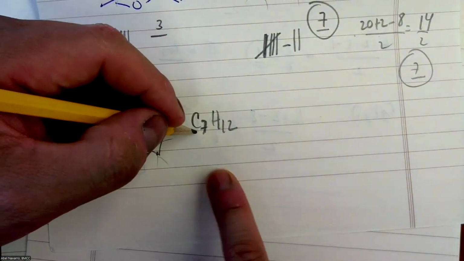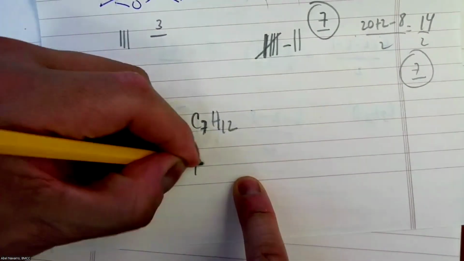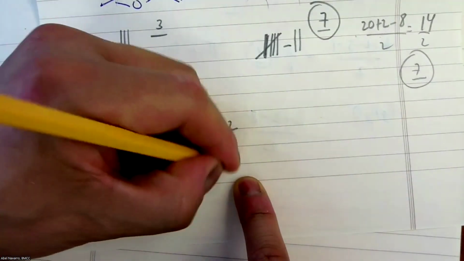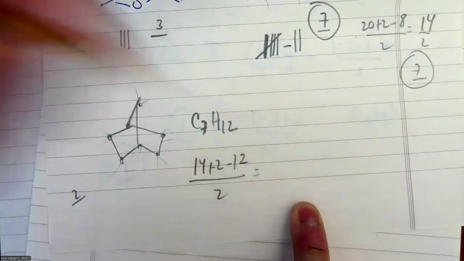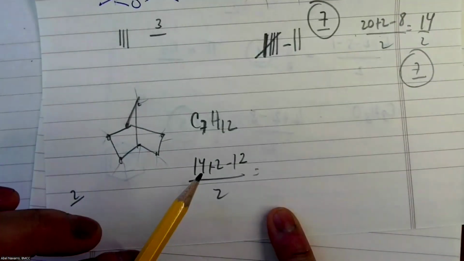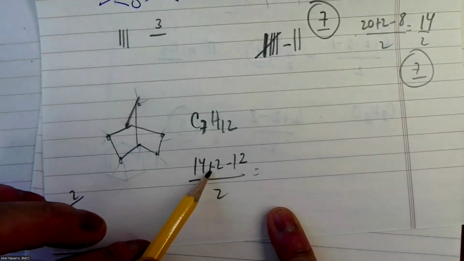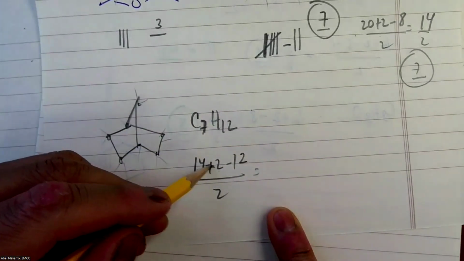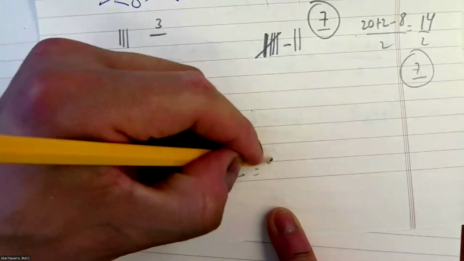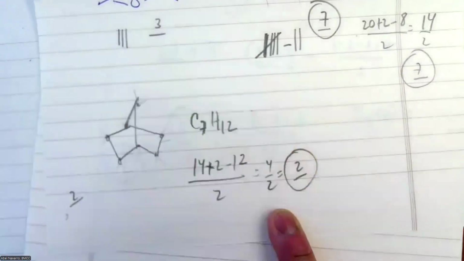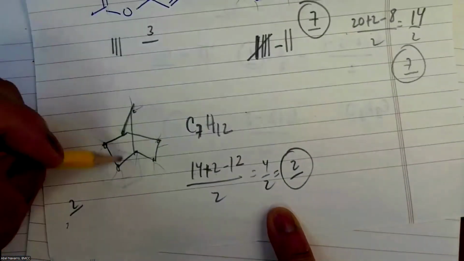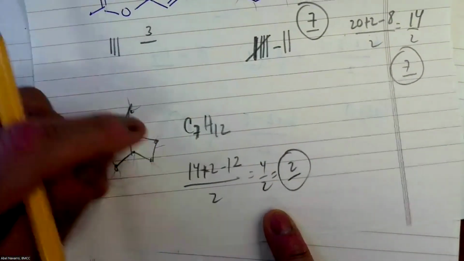Okay, by the formula, 2 times carbon, 14, plus 2 minus hydrogens, 12. Yeah, 2 degrees of saturation. 16 minus 12 is 4. 4 divided by 2 is 2. 2 degrees of saturation, because it's a bicycle, right?